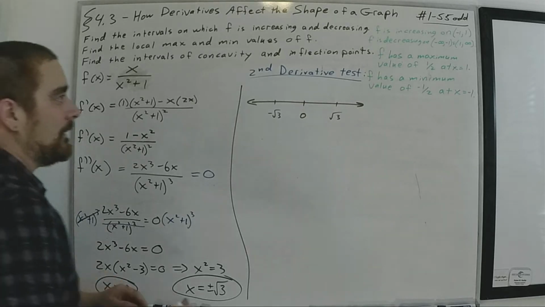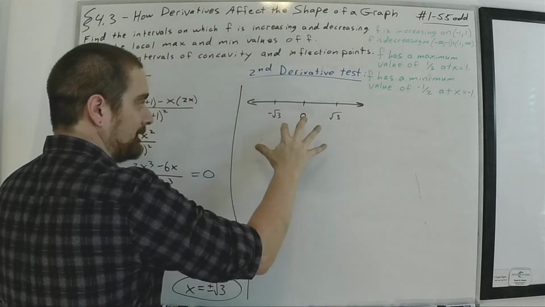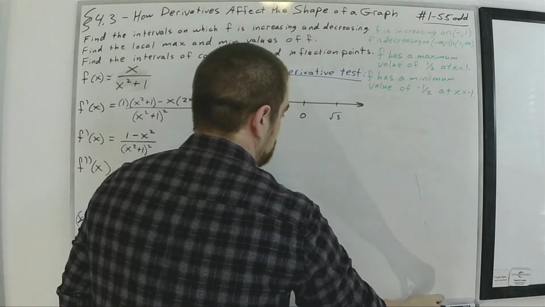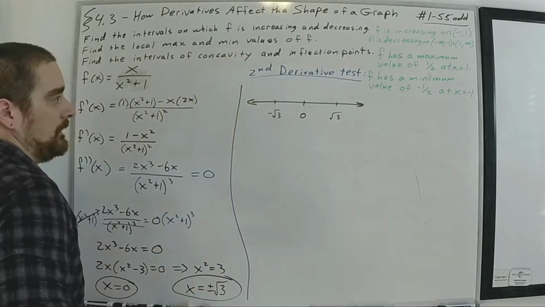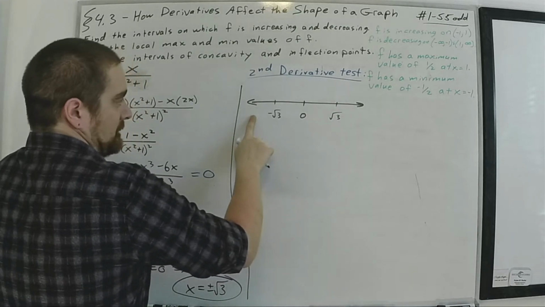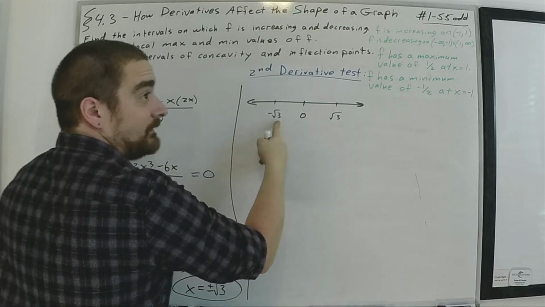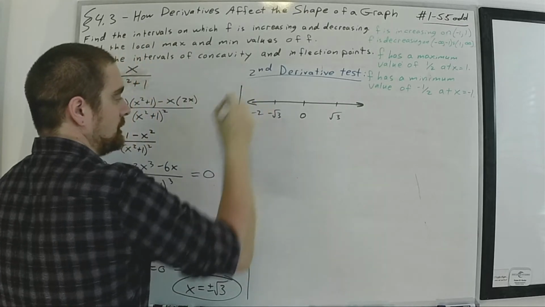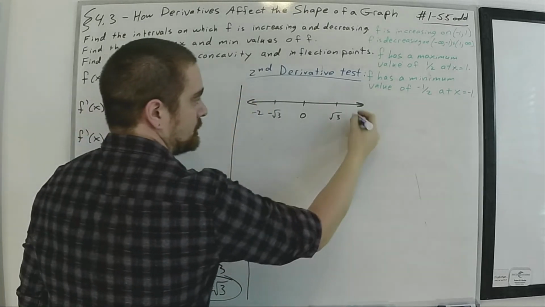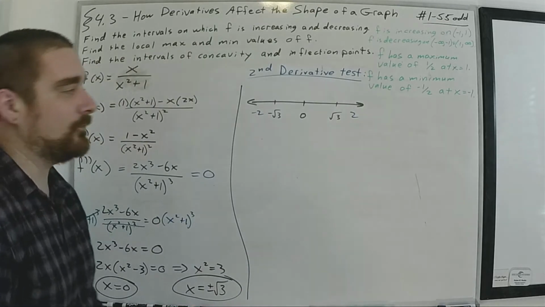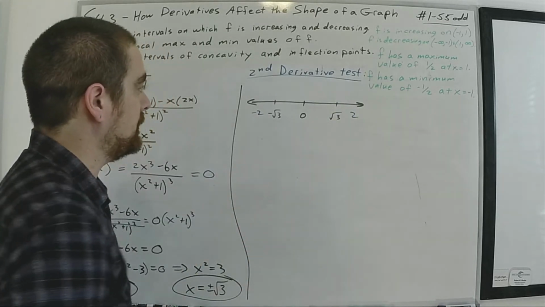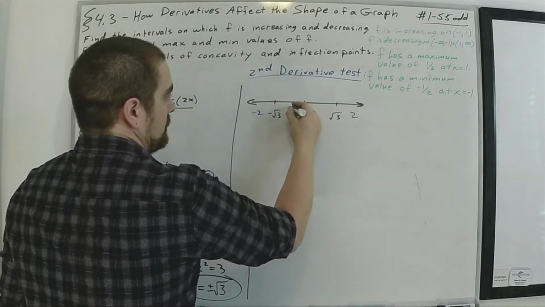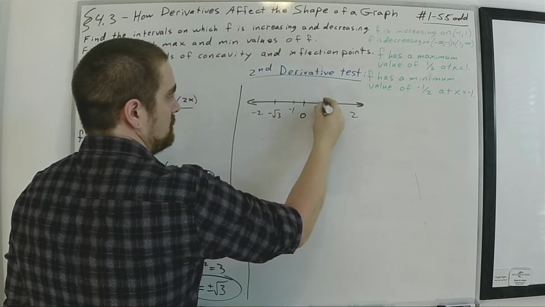So now I have 3 possible inflection points, so I need to pick up some test points. I need to pick something to the left of negative root 3. Negative root 4 is negative 2, so that is a little to the left of negative root 3. Same thing over here: 2 is the same thing as square root of 4, which is definitely bigger than square root of 3. And then in here, again, pick something nice like negative 1, positive 1.